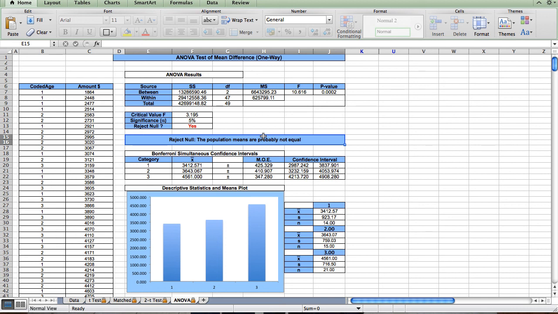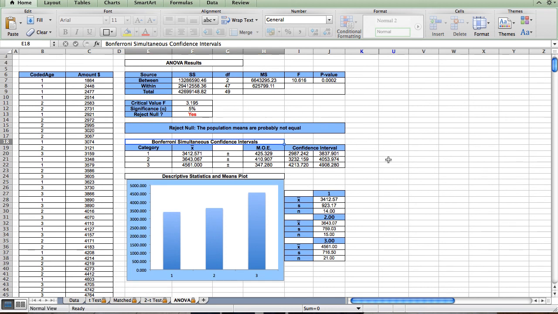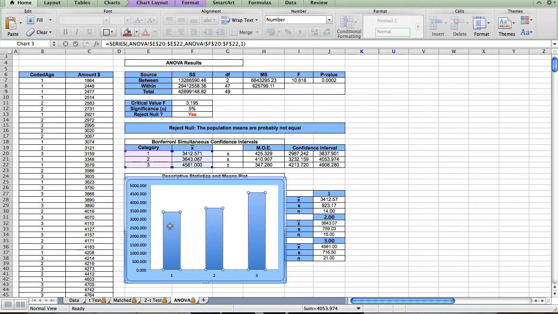However, I don't know if all of the population means are significantly different. A couple of them could be about the same and only one significantly different. We need a post hoc analysis, and here we're going to use the simultaneous confidence intervals to run that. I'm 95% confident that the population mean spending for group 1 is in this range, for group 2 in this range. And I can see that those confidence intervals have a considerable amount of overlap.